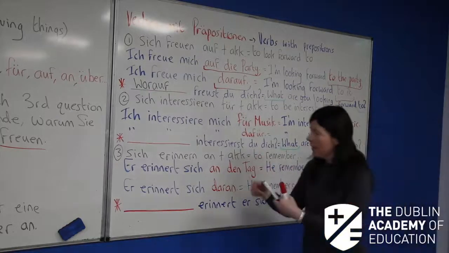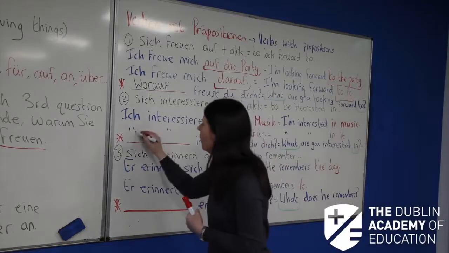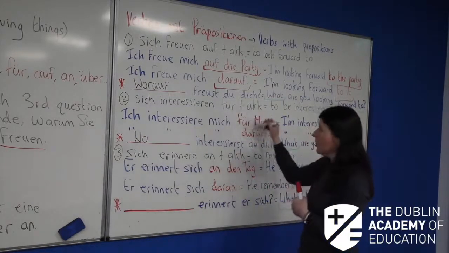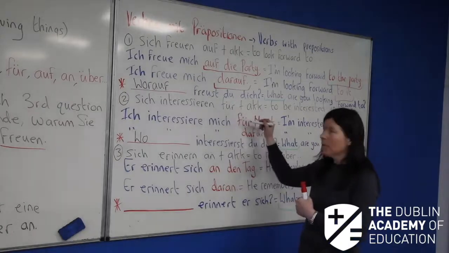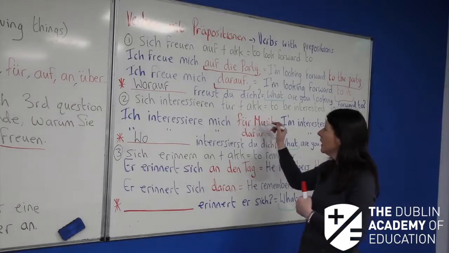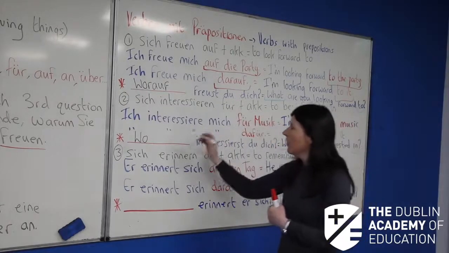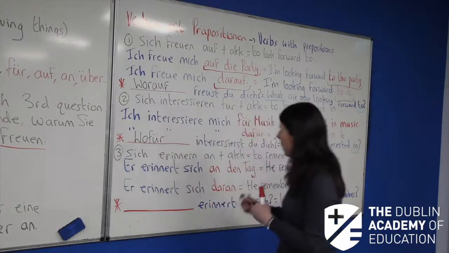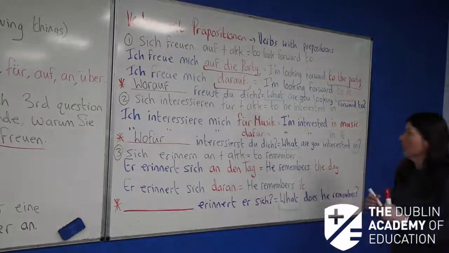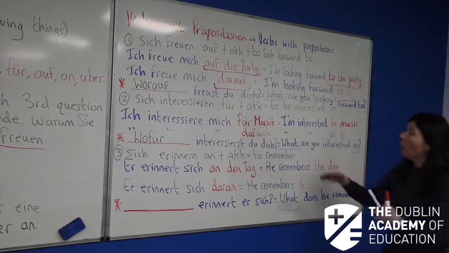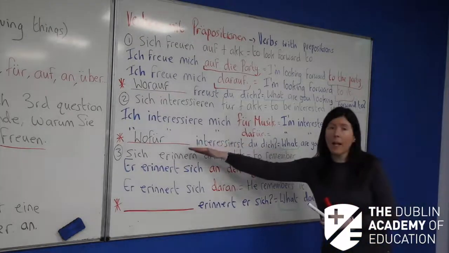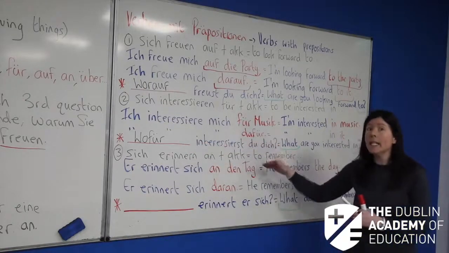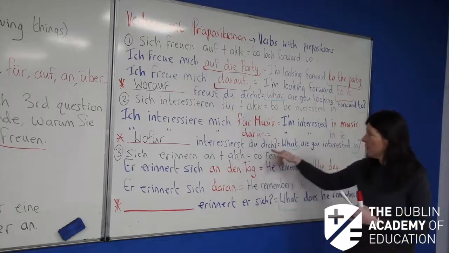What are you interested in? Okay. Again, I have to start with wo because it's a question. I look for the preposition in the statement. Ich interessiere mich für Musik. And I just add the für after the wo. Wofür interessierst du dich? What are you interested in? Or if it was in the oral exam, the examiner could ask, wofür interessieren Sie sich? What are you interested in?